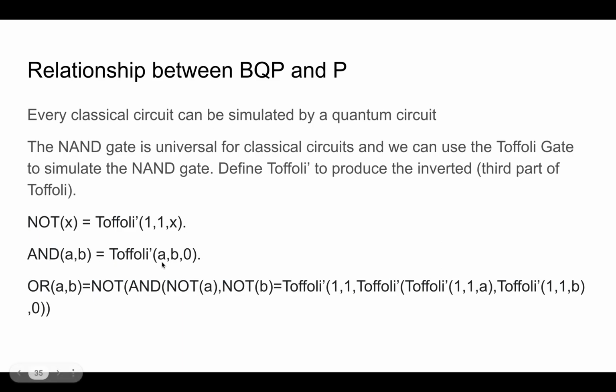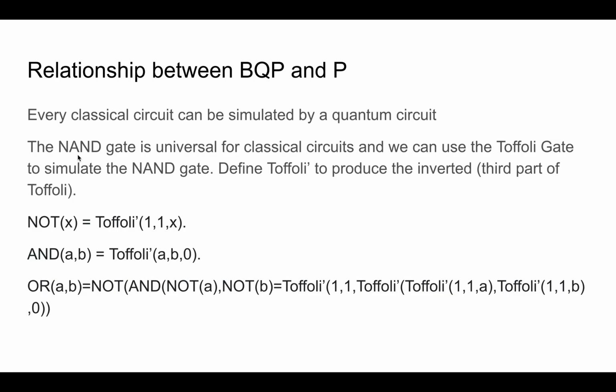And in all other cases, where a and b do not each take on the value of 1, it will not negate, and the result will be 0. So that is what it means. And the OR is slightly more complicated, but it's actually using De Morgan's law, a combination of AND and NOTs, and we already proved that each of the AND and NOT gates can be simulated by the Toffoli gate. So this shows us that the Toffoli gate can simulate all the gates in the classical circuits.